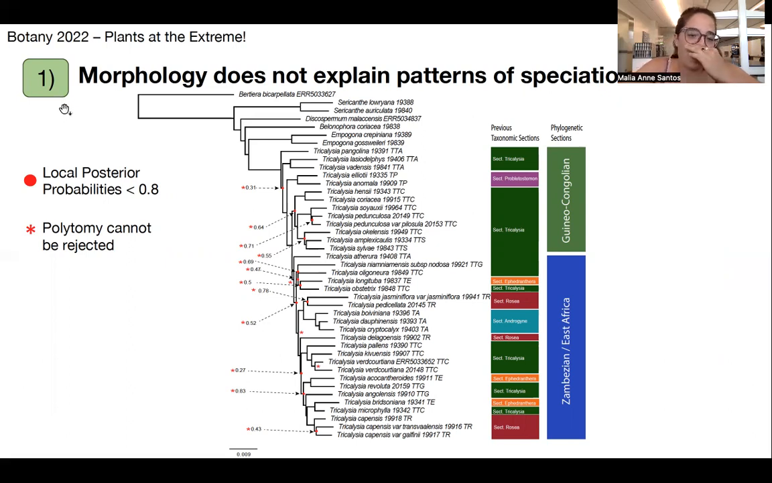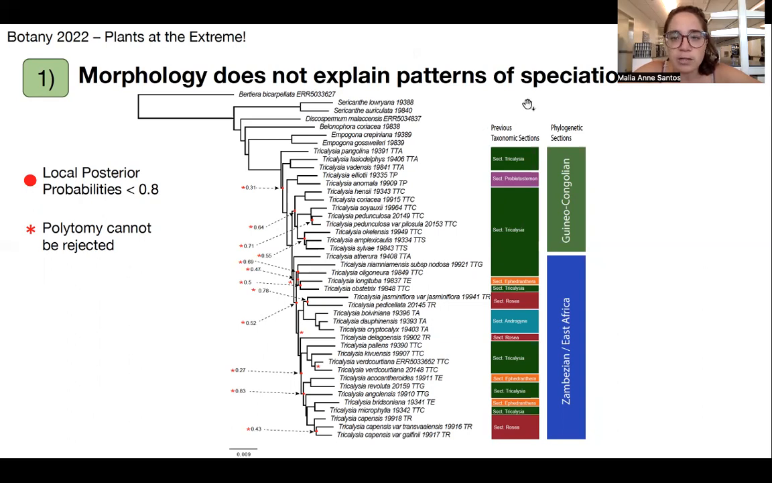But first I wanted to point out a few things on this tree because I know it might be a little small, you might not be able to see it. But the red dots that you're seeing on the nodes are local posterior probabilities that are lower than 80%. And the red stars next to the local posterior probabilities or nodes are cases in which the null hypothesis of a polytomy cannot be rejected. And so we do still have some uncertainty in our tree. However, it's much better than what we were seeing before.